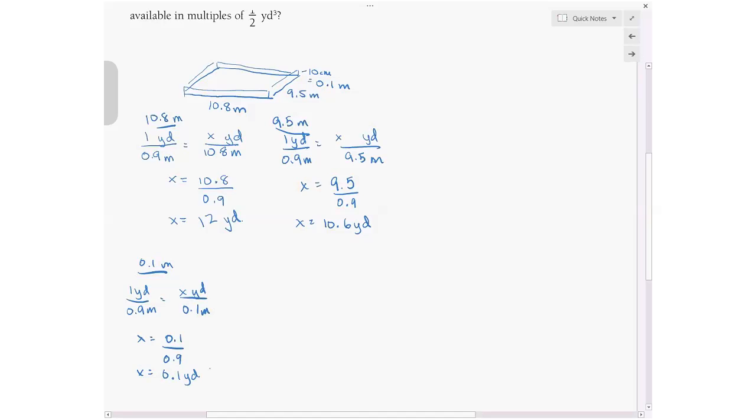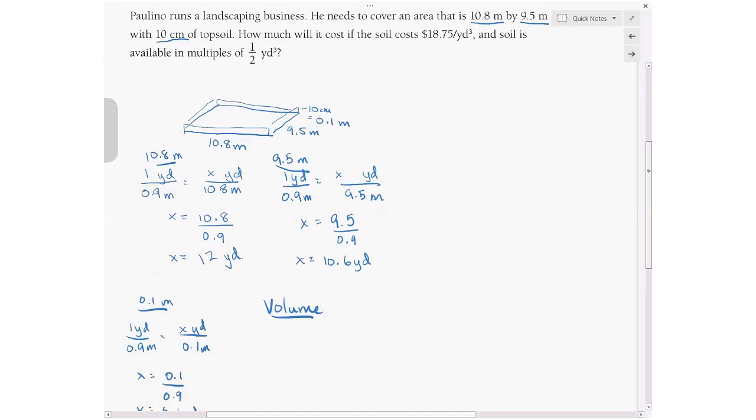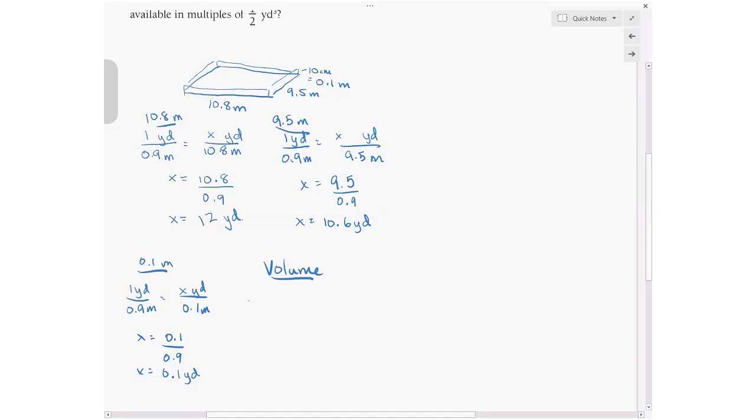0.1 divided by 0.9 is 0.1 repeating, so it would just be 0.1 yards again. And then we could say the volume, because we want to fill this up, how much space it'll take, plus we're also buying it in cubic yards, so that's a hint, we need volume. It's a rectangular prism, so the volume is the length times the width times the height. So 12 times 10.6 times 0.1 gives me 12.72, and this is yards cubed.